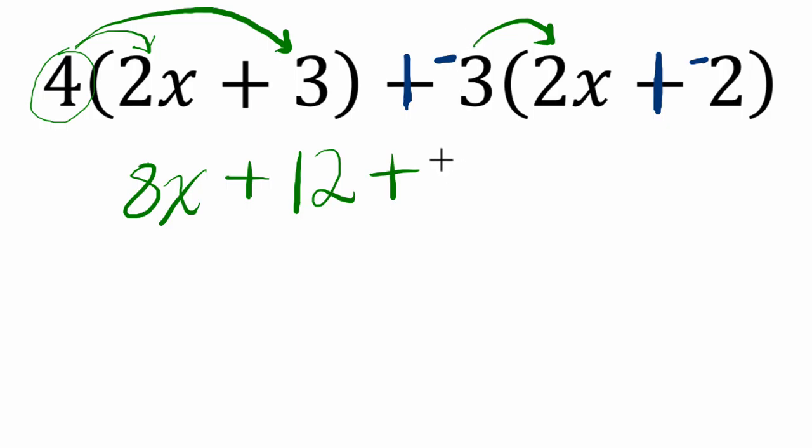Negative 3 times 2x is negative 6x. And negative 3 times negative 2 is positive 6.